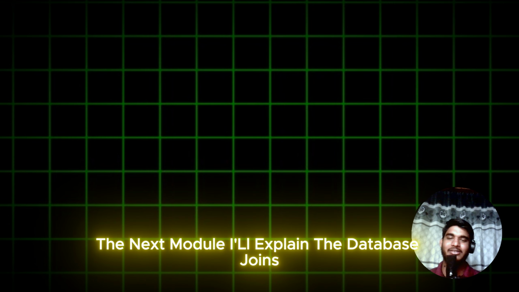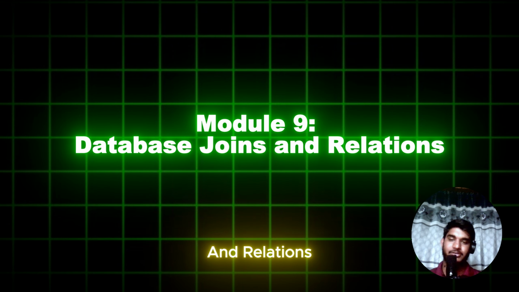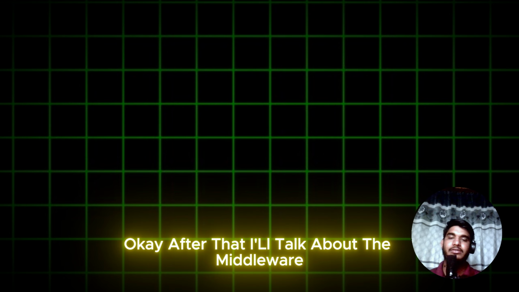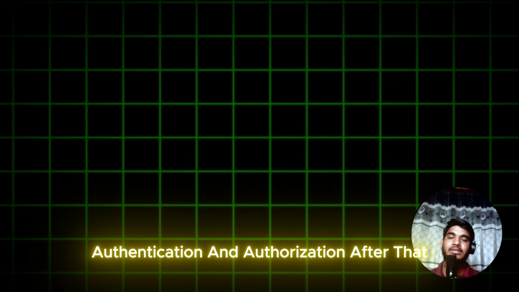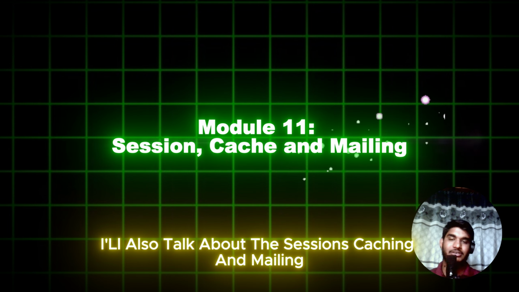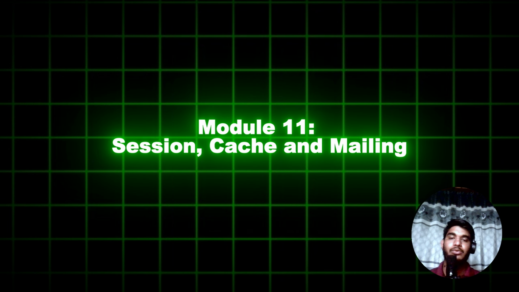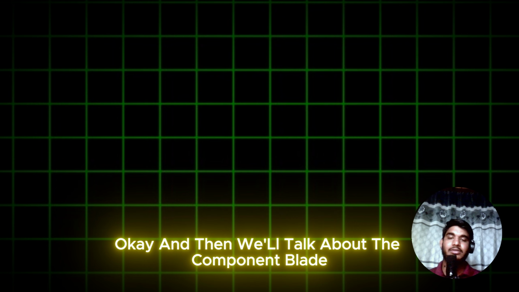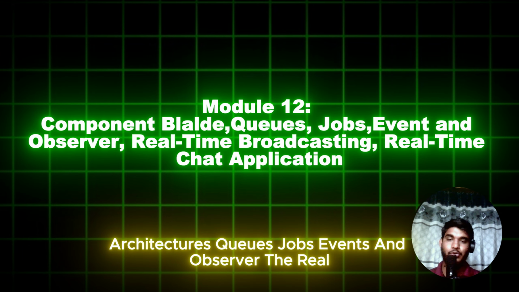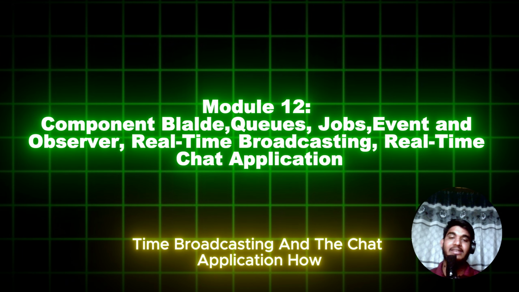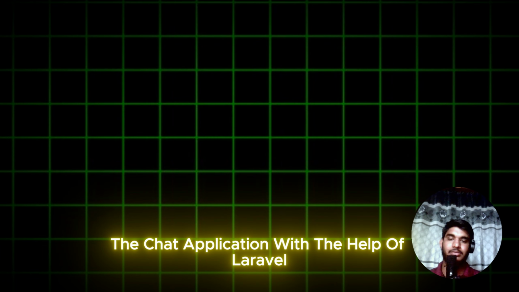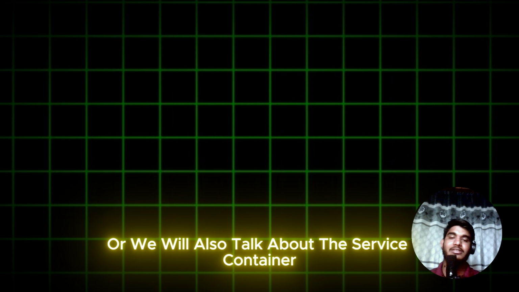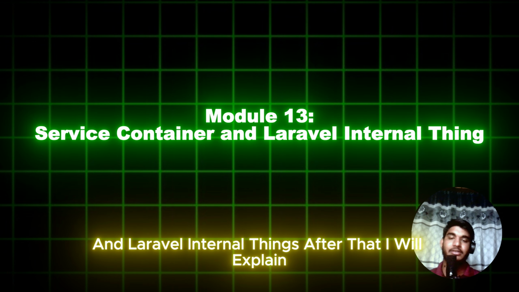In the next module, I'll explain database joins and relations. After that, we'll talk about middleware, authentication and authorization, then sessions, cache, and mailing. Then we'll cover component and Blade architecture, queues, jobs, events, and observers, and real-time broadcasting and a chat application. How can you build a chat application with the help of Laravel? We'll also talk about the service container and Laravel internals.